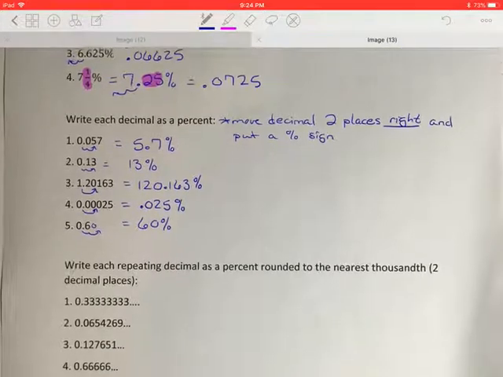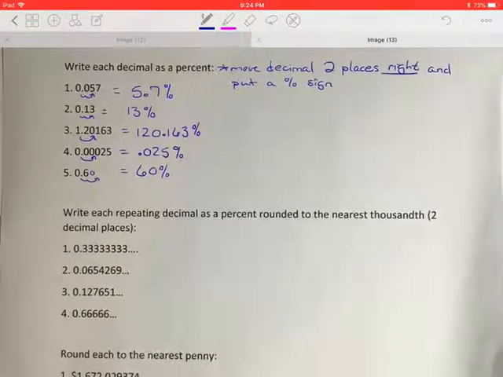Now one of the trickiest things we do is when we get a number out of our calculator that's not particularly pretty, sometimes we're asked to write our answer as a rounded percent. So as a percent rounded to the nearest thousandth, which means 2 decimal places. So the thing you have to be careful of here is you convert to a percent, then you round.